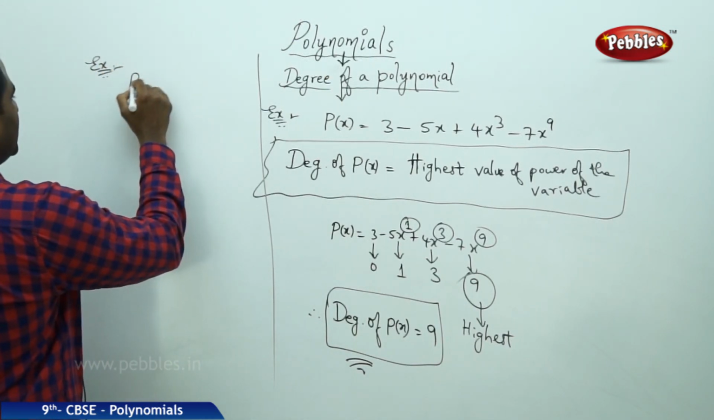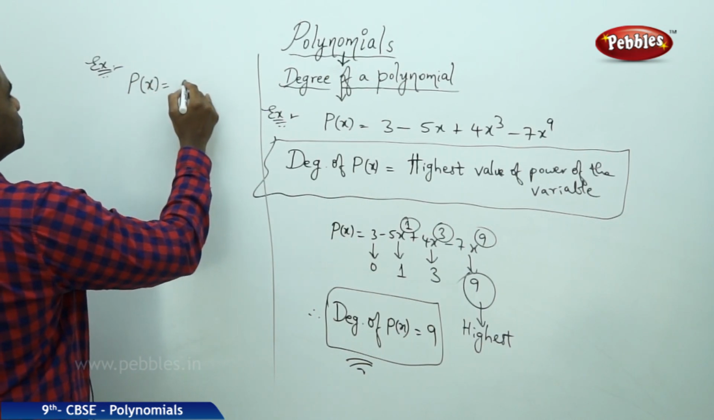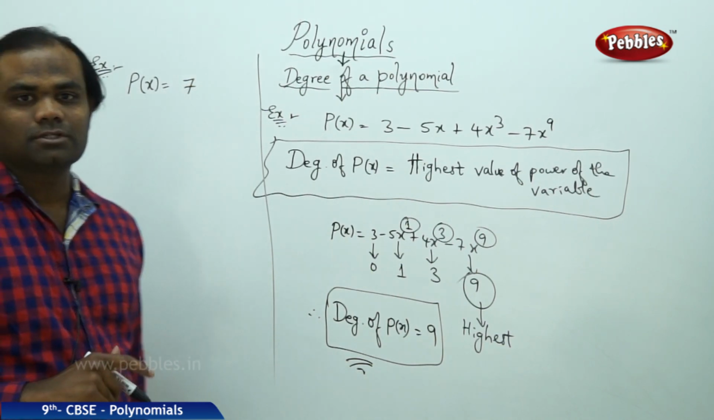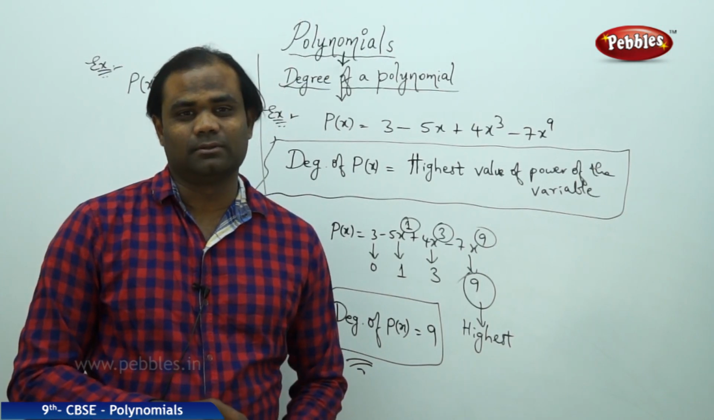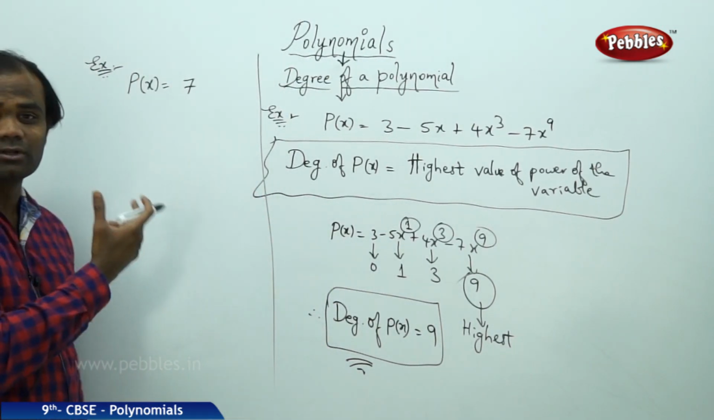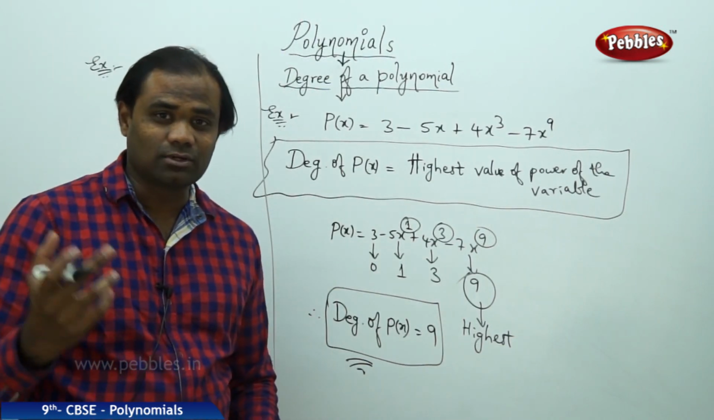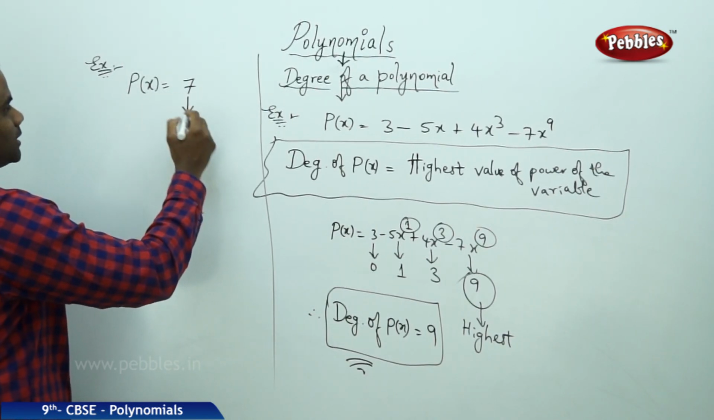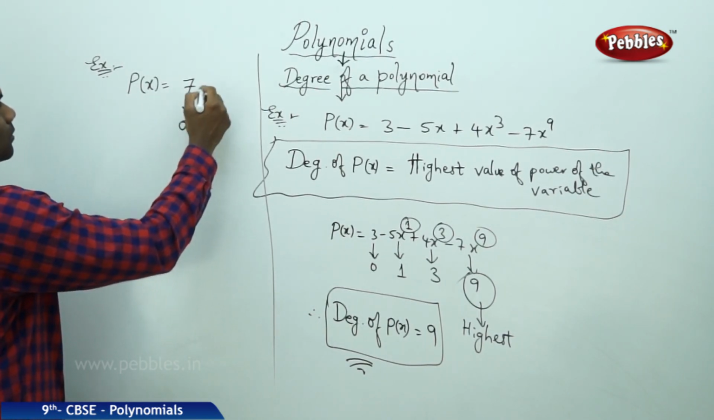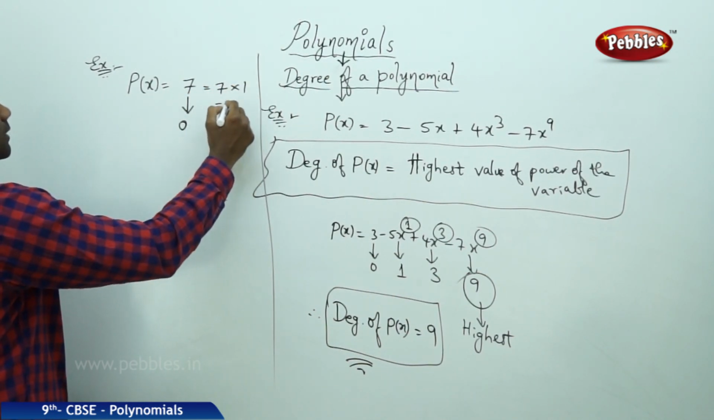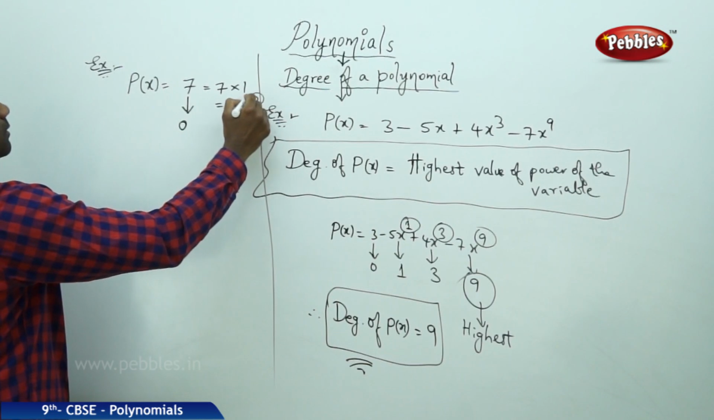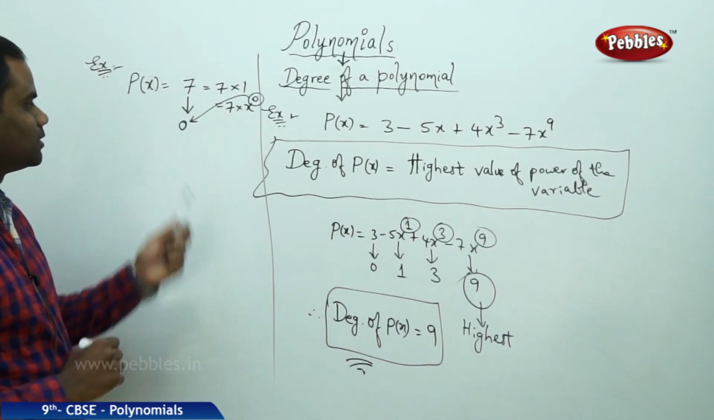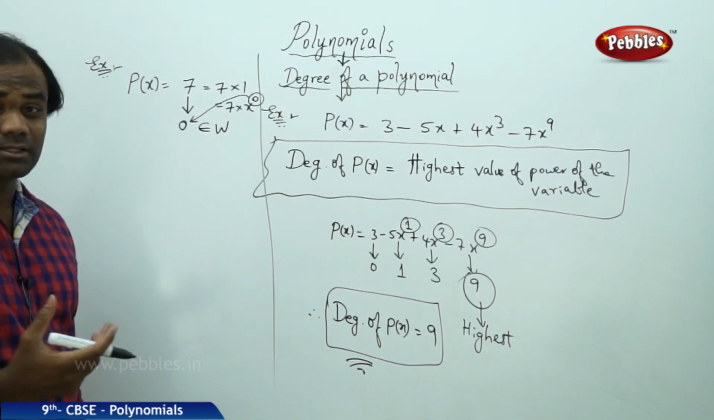For example, I have P of x is equal to 7. Is it a polynomial? Yes, it is a polynomial. It's a polynomial which is called a monomial because this polynomial has only one term, that is 7. So it is a monomial with its highest power being 0, because this can be written as 7 times x to the power 0, which comes out to be 0. So the power of the variable x here is 0, which belongs to W, and hence it is a polynomial.